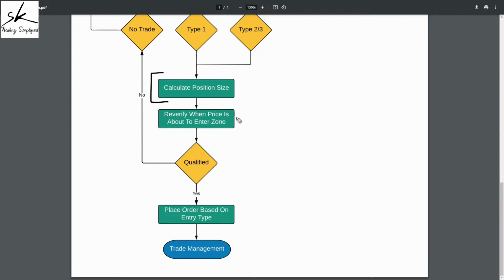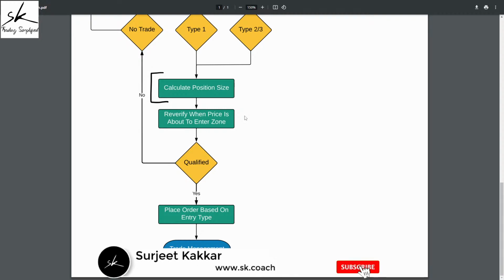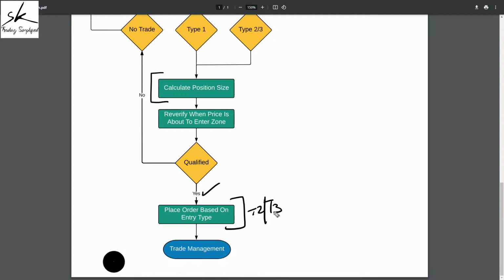Next, whenever the prices are back to the zone, we'll have to re-verify, because the markets are not static, markets are dynamic, conditions are changing every other second. So before we enter into the trade, we'll have to re-verify, does it still qualify based on my trade plan? If the answer is yes, we place our order based on the entry type. In this case, it is a type 2 or type 3 trade.